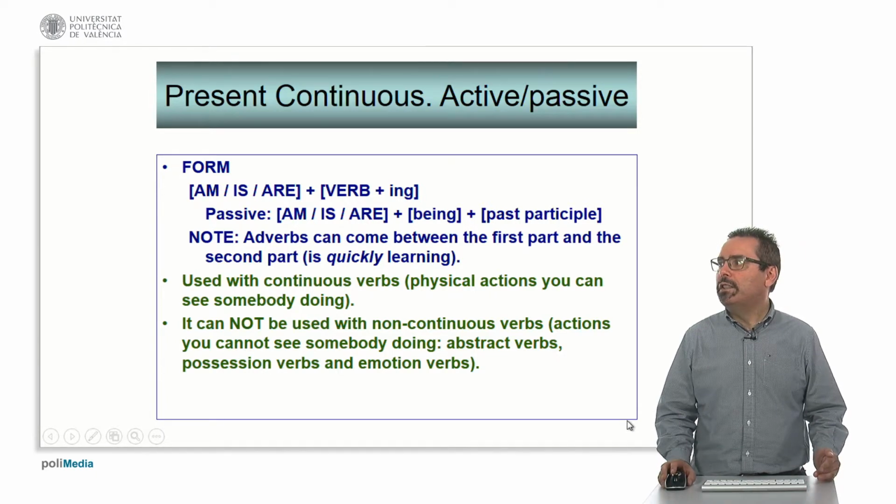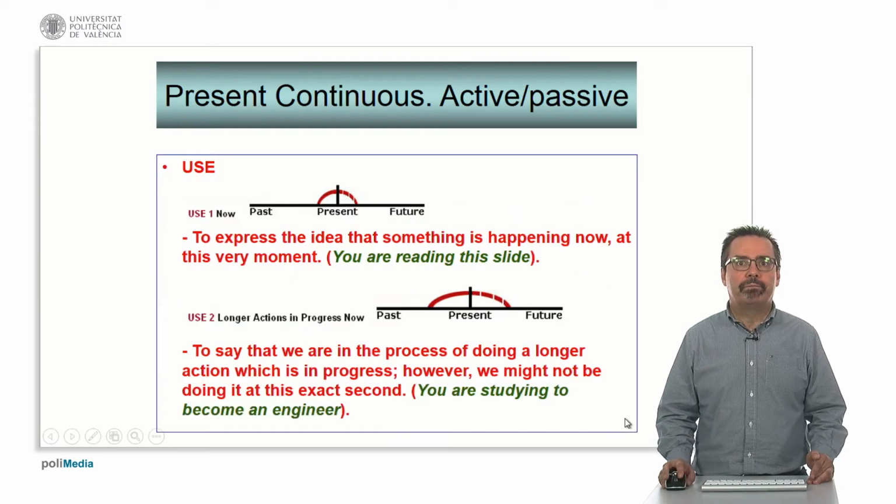They are used with continuous verbs that imply physical actions that you can see someone doing, but they normally are not used with verbs that are called non-continuous verbs. Those describing actions that you cannot see somebody doing. For example, abstract verbs, possession verbs, emotion verbs, etc.